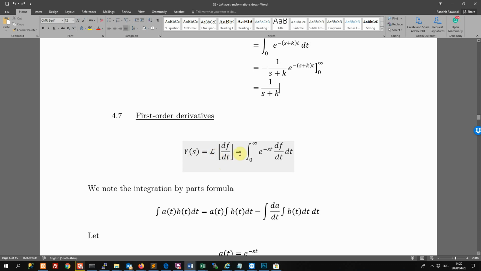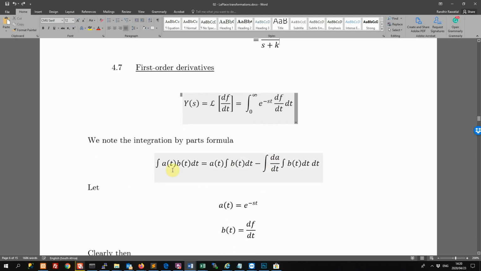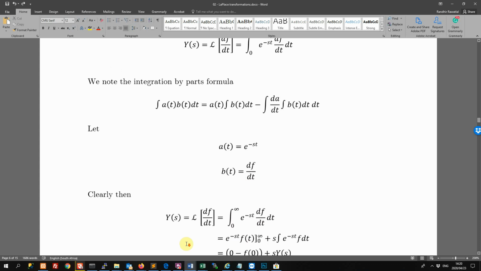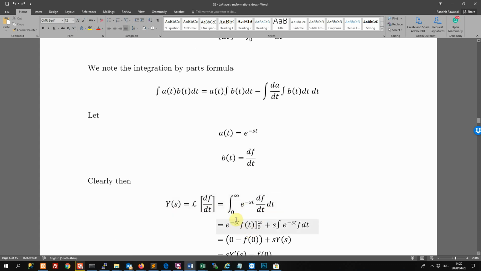Right, of course, if we apply the definition, that's what we have. And then from our integration by parts, and you see I've written it slightly differently to how we wrote it before, but it's the same thing. So we are choosing the first function as e to the minus st, the operator kernel, and b as this derivative function. Then if we apply that in there, that integral is going to look like, of course, a we just multiply by that function, and then for b we have to integrate df dt.